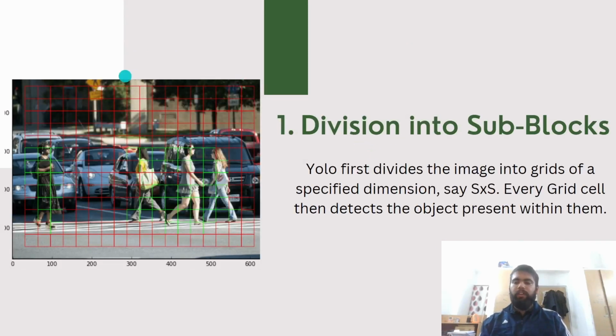Here, the YOLO algorithm divides the image into subblocks, into an S cross S grid, where each cell is analyzed by the YOLO algorithm again. In each cell, the YOLO algorithm tries to detect the object.